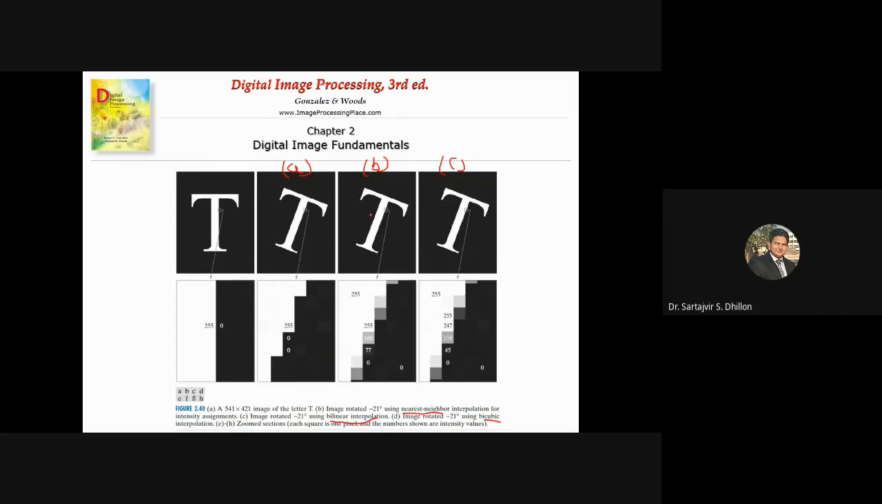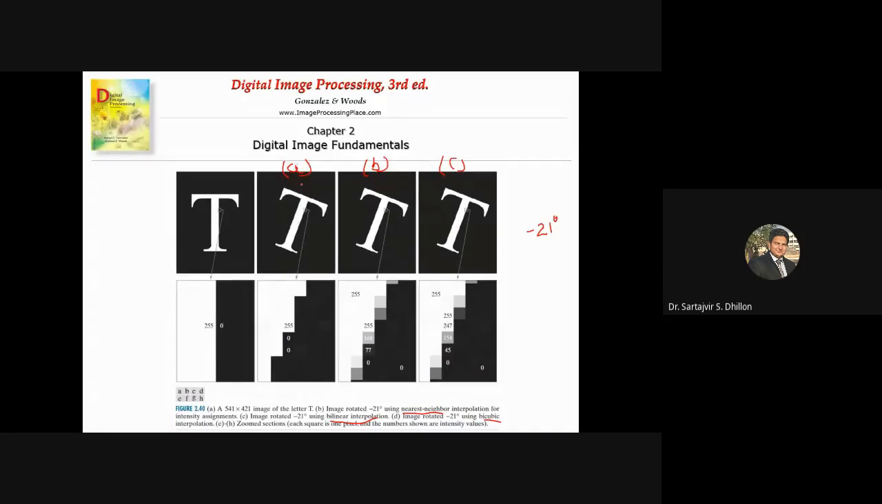So in this, we have rotated all the figures by minus 21 degrees, but we have used different interpolation methods. In figure A, we have used nearest neighbor. In figure B, we have used bilinear, and in figure C, we have used bicubic.